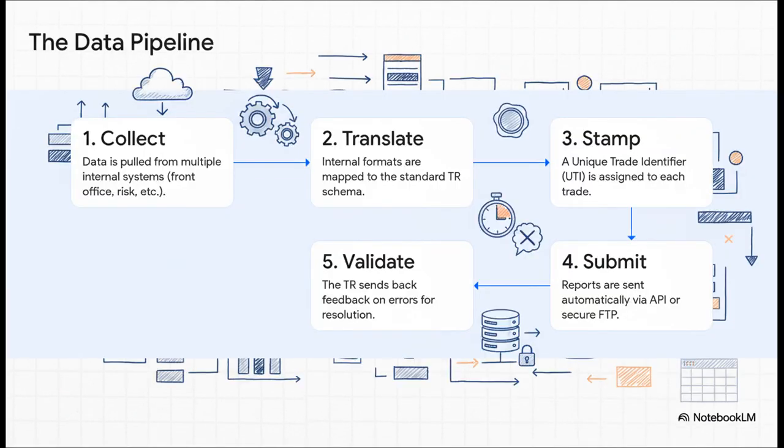And this pipeline here shows you exactly how it works. First, the data gets pulled together from all over the bank. Then it gets translated into that standard universal format we just talked about. After that, it gets stamped with a unique trade identifier, or UTI. You can think of it like a FedEx tracking number for the trade. Then it's submitted automatically. And finally, and this part is key, the trade repository checks the data and sends back a message flagging any errors that need to be fixed.